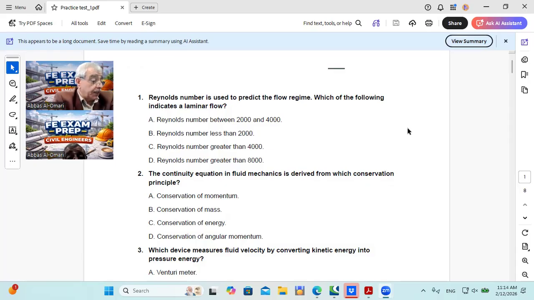So here we look at the answers. So the answer is B, which is Reynolds number less than 2000. So this is the correct answer, B.